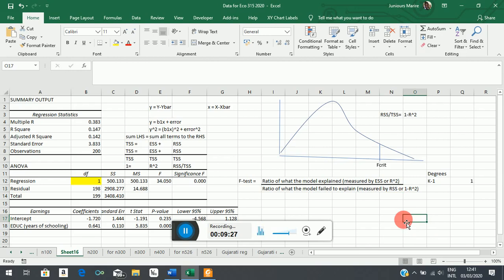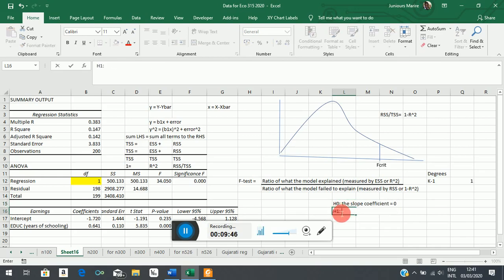Now, once you have understood this, then the test itself is much easier to carry out. The null hypothesis claims that the slope coefficient is equal to 0.